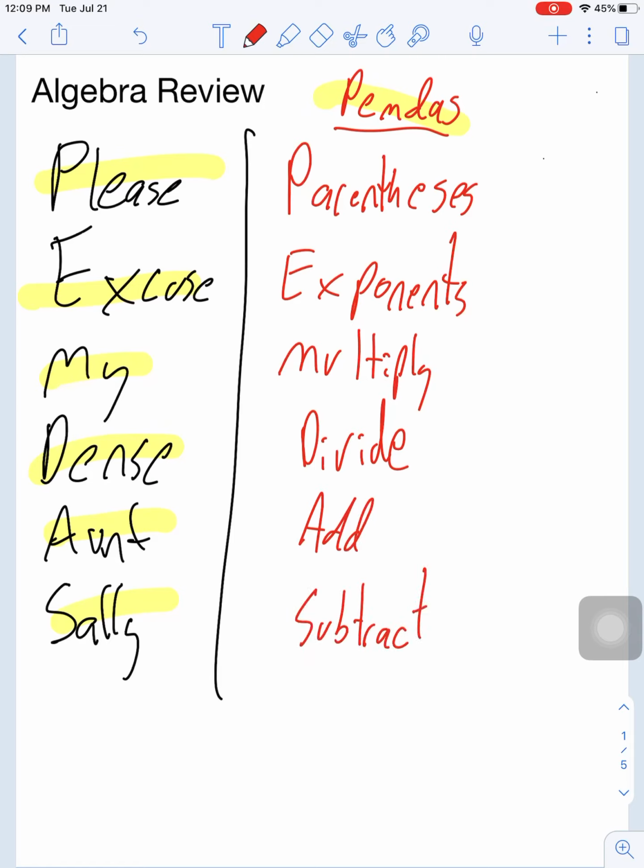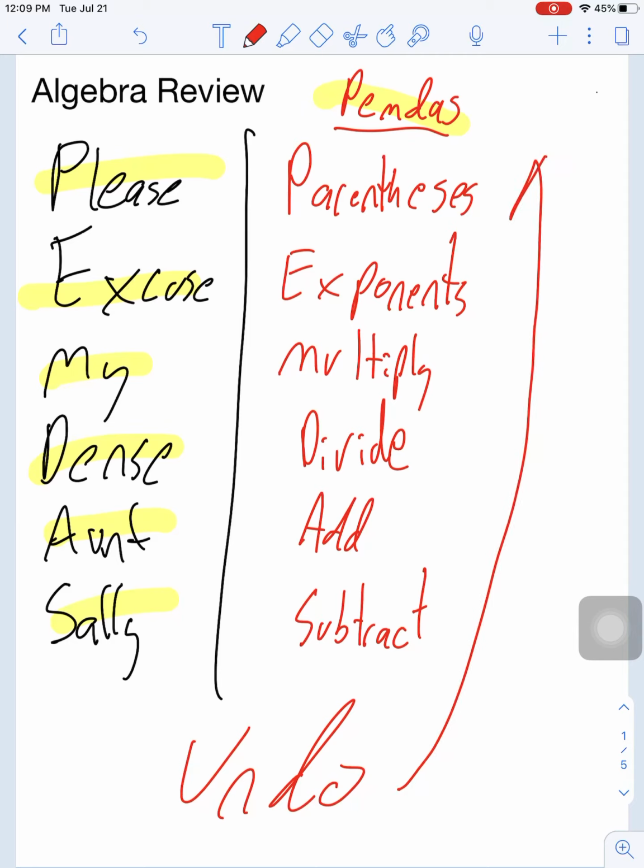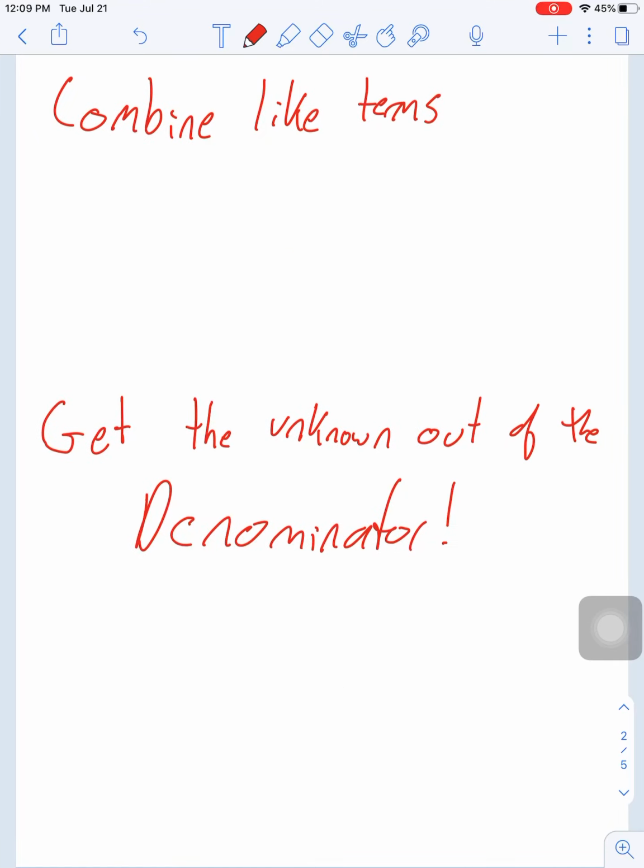Now, oftentimes in algebra, we're doing things backwards because we want to undo it. So if we want to undo it, that means we go in reverse order. So today we're going to be taking a look at how we could use PEMDAS to correctly solve some algebra problems. The next piece of advice is combine like terms.